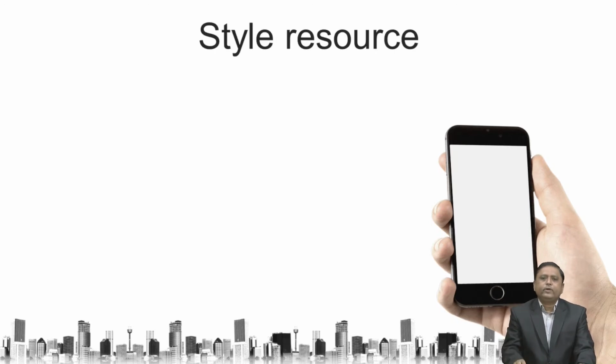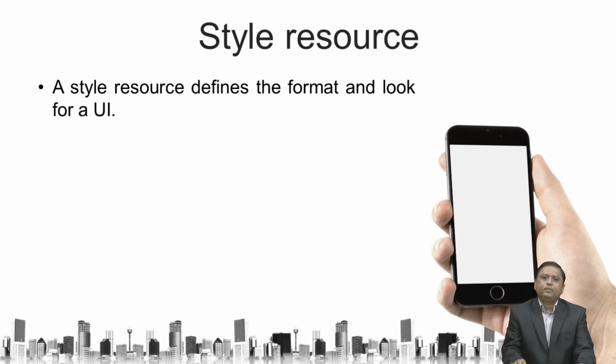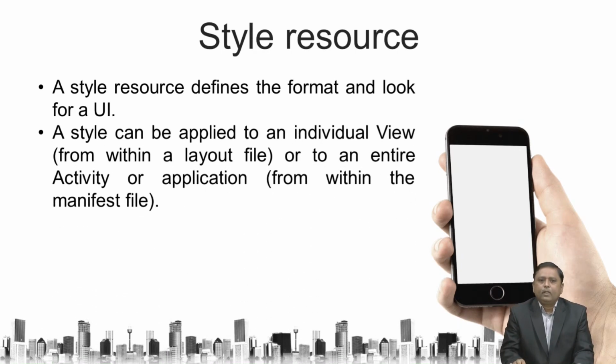The next type of resource is called style resource. A style resource defines the format and look for a user interface. For example, it may include text color, background color, background image, font information, etc. A style can be applied to an individual view from within a layout file or to an entire activity or application from within the manifest file.